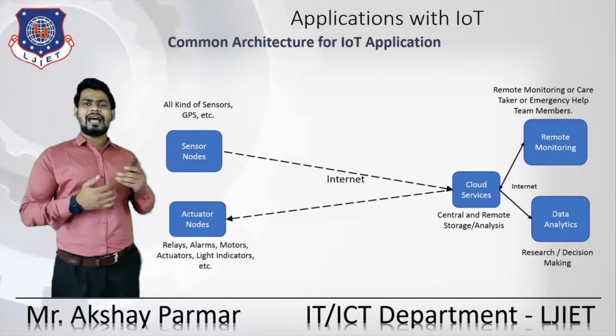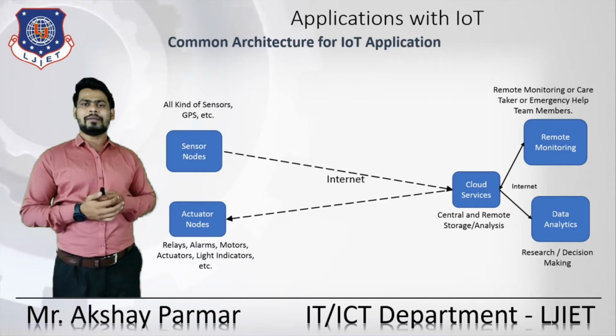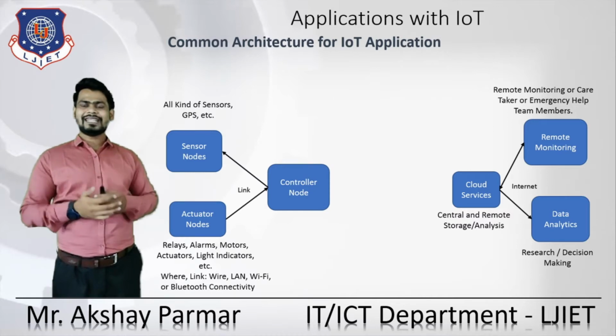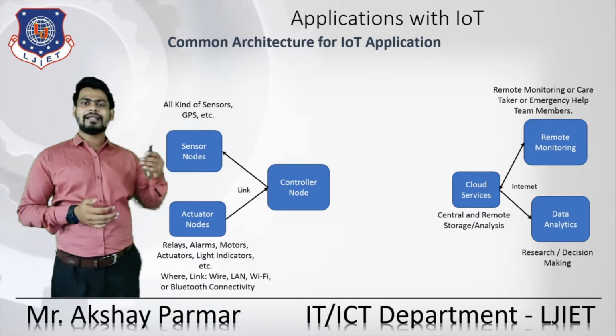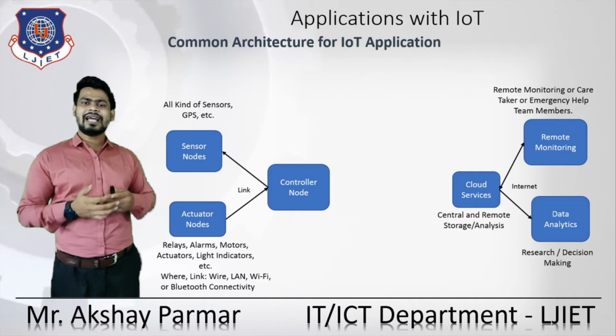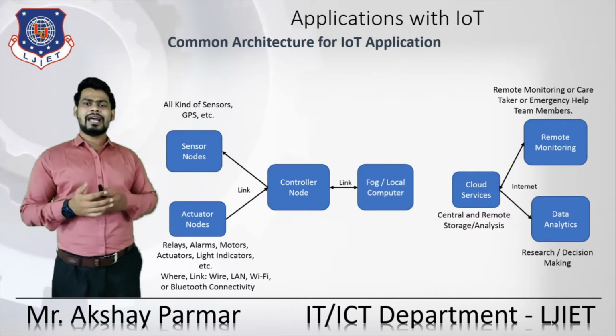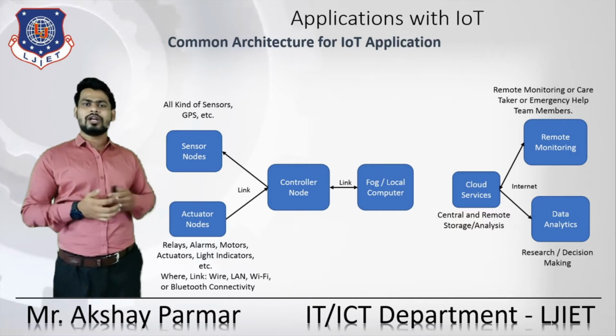This is the general architecture of any IoT application. In some architectures we also have mediators. After sensing the data, the sensor nodes and actuator nodes send the sensed data to the controller node. They are connected with a link. The controller nodes are connected with a fog or local computer.